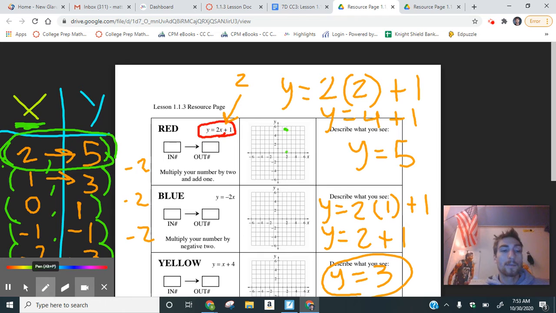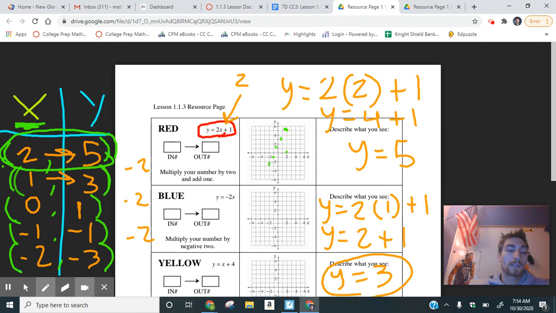And now I'm going to take a look at my next pair. So I have 1, 3. So I'm going to go over to 1, and I'm going to go up 3. So my point's going to be about right there. Then I'm going to go to 0 on my x. So I'm going to go up to 1. Point's going to be about right there. And then I have -1, -1. So that's going to be about right here. And then I have -2, -3. So I'm going to go -2 on my x down to -3.